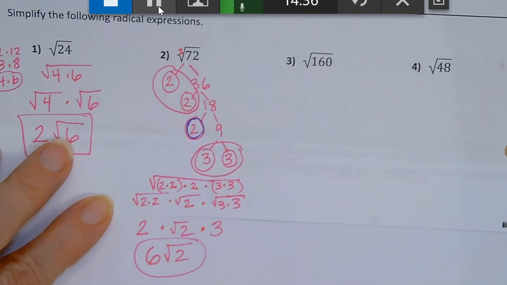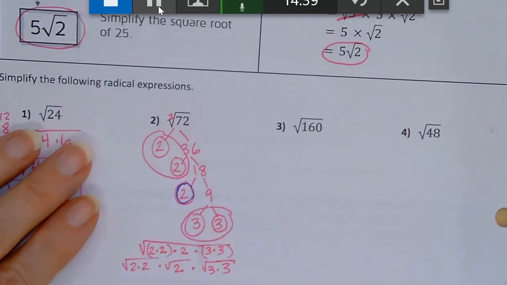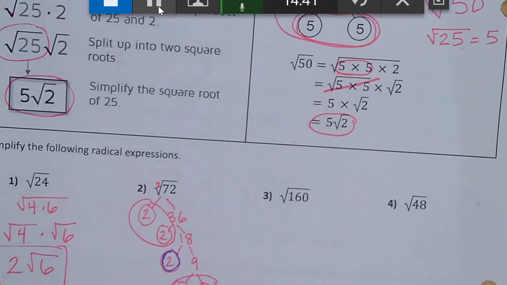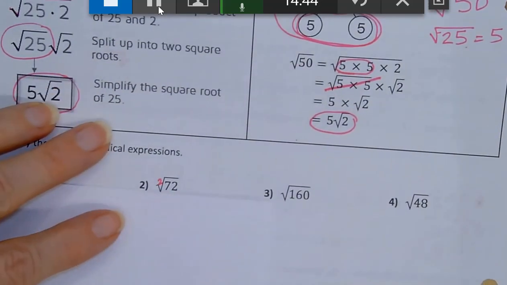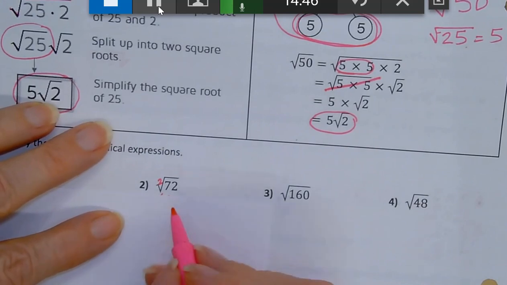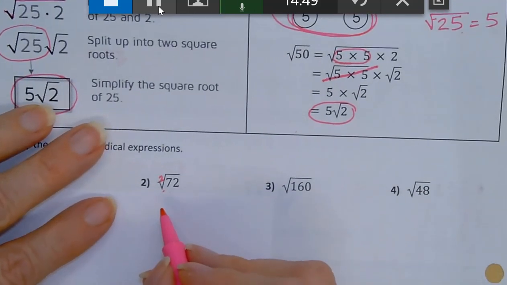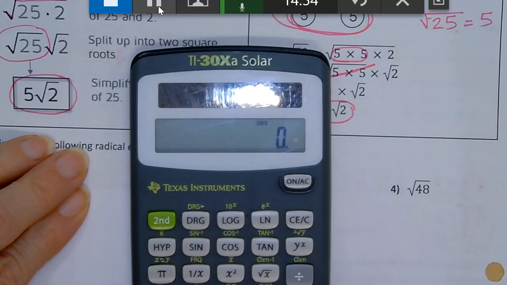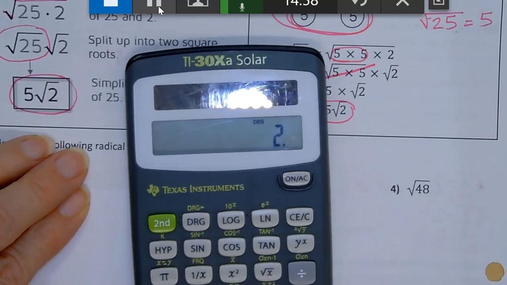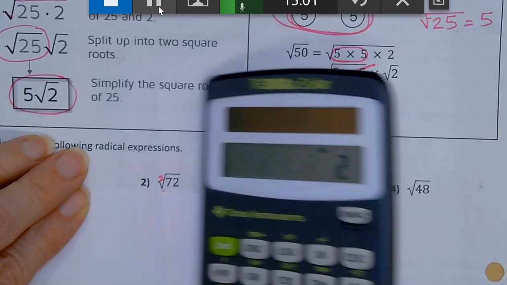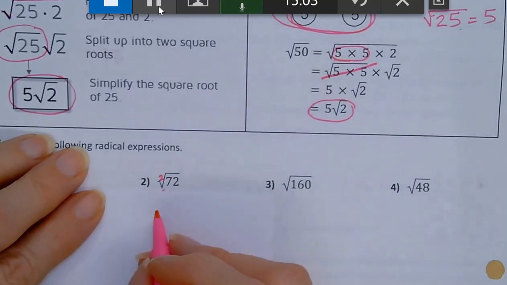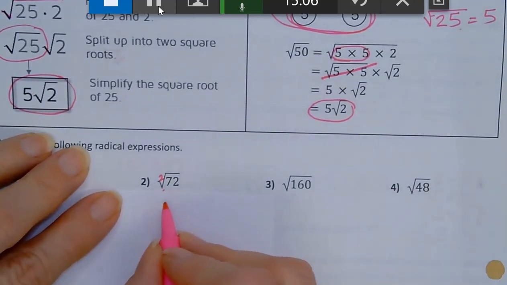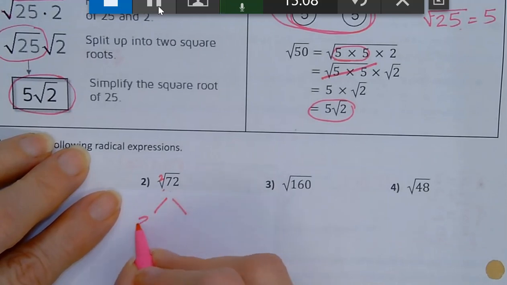Okay, I'm going to do this one a whole different way just because I really want you to see that there are ways to do this. All right. So if I'm thinking about 72, I remember that 36 is a perfect square. So I'm going to say 72 divided by 36. I'm just curious. So 72 divided by 36 is 2. So I can break 72 into 36 times 2. I'm allowed to do that.